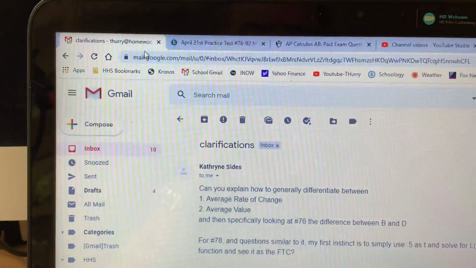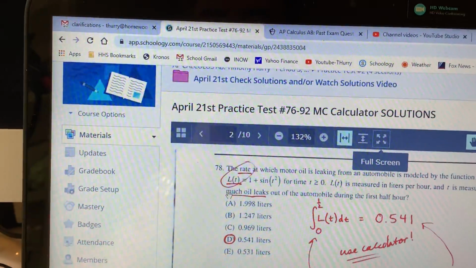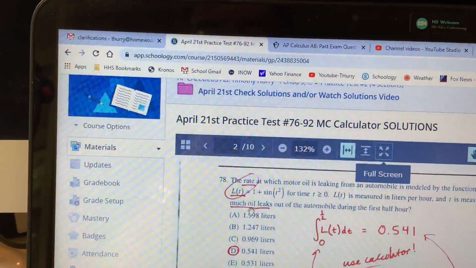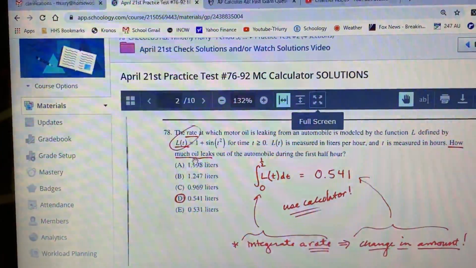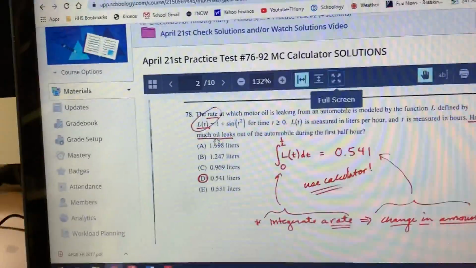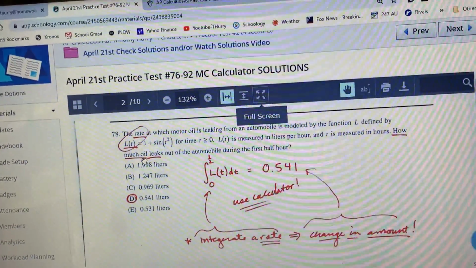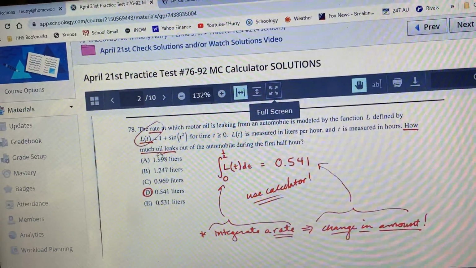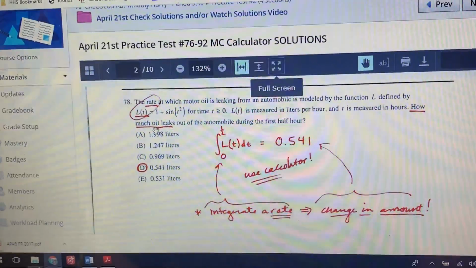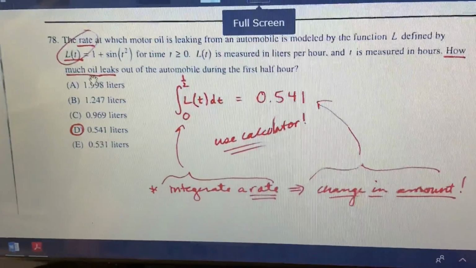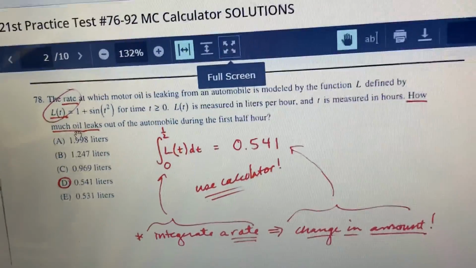Oh, well, remember what we talked about? The problem with that is L is a rate, and the question says how much, not what is the rate at 0.5. If you were to do L of 0.5, you're finding the rate at which motor oil is leaking out. Remember, when you integrate a rate, you get a change in the amount. So if L is the rate at which the oil is leaking, then the integral of L is the amount of oil which is leaking. And that's what you're asked for, right? How much oil, what amount leaked out? So that's why I have to integrate this.